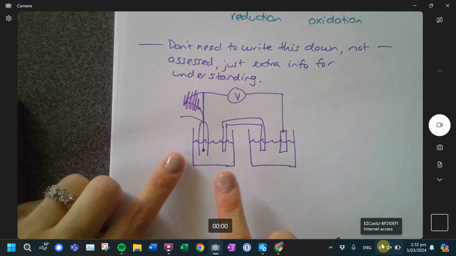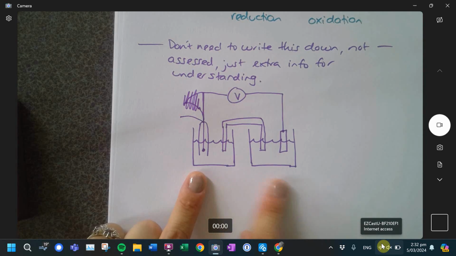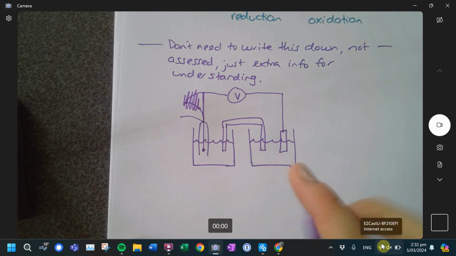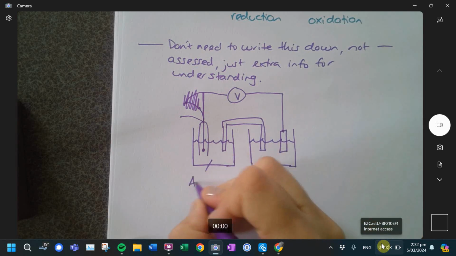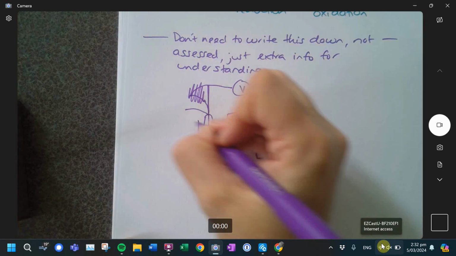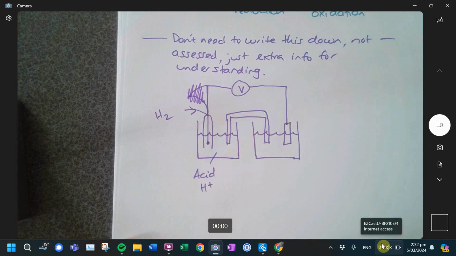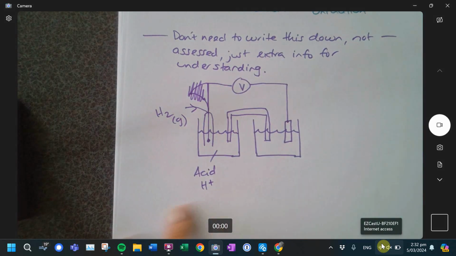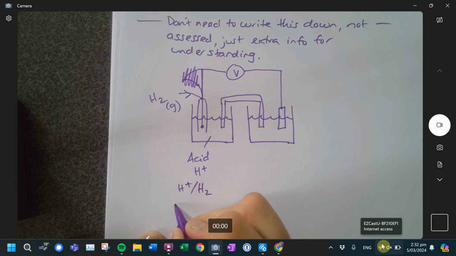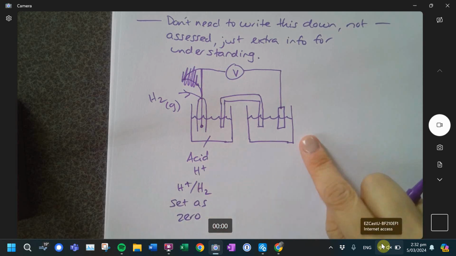All right, so in one of our two beakers, when we have the galvanic cell, we have one half that's going to be the hydrogen half. So in here, we'll have an acid that provides the hydrogen ions. And then from this tube here, we're going to be providing hydrogen, the gas. So that way we have the hydrogen pair. All right? This here is what we're going to set as 0. And then the other side is what we measure.